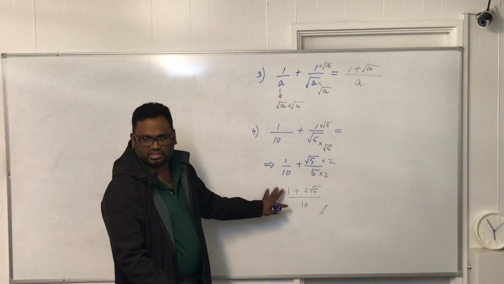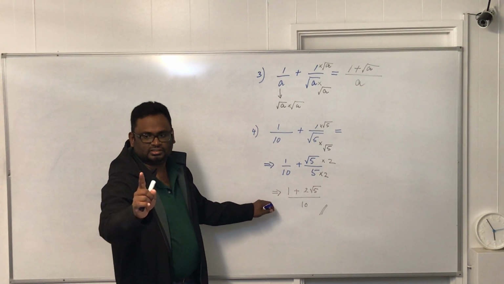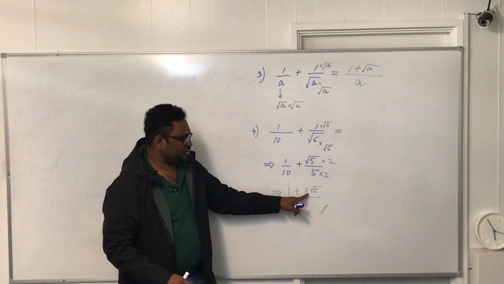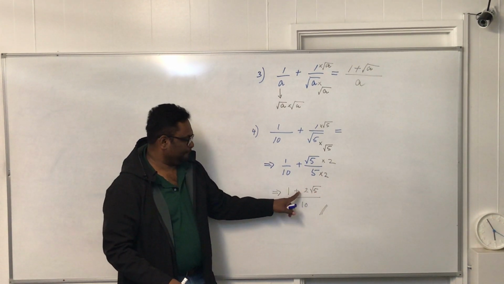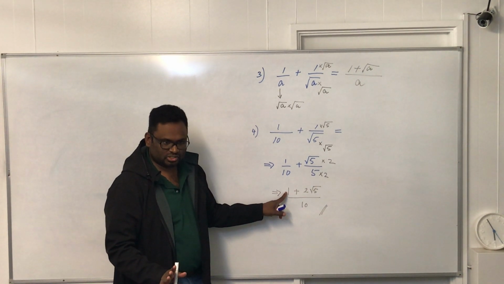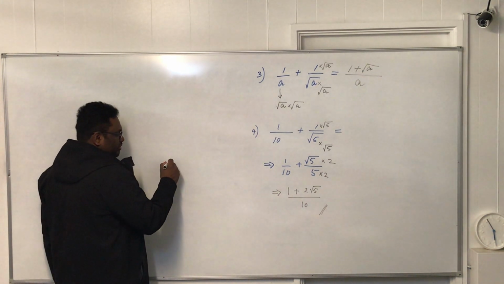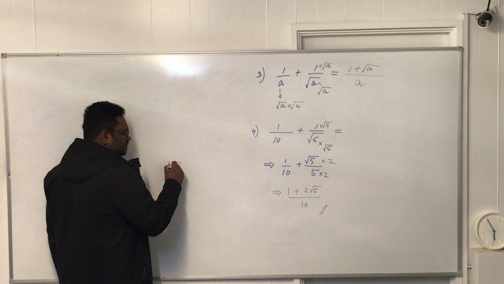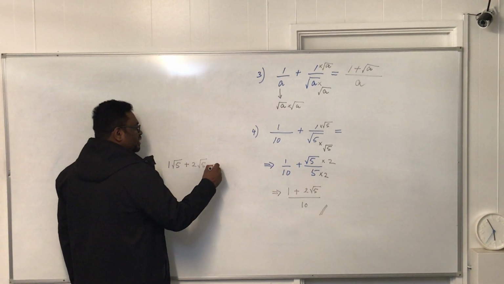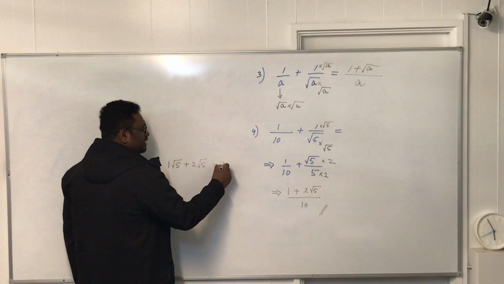Can you simplify this further, numerator? You can't. Look at this: 2 times 2 elephants plus a donkey. Can you do that? No. You can do it if you have 1 square root 5 plus 2 square root 5. Then you can do 1 tiger plus 2 tiger, 3 tiger.